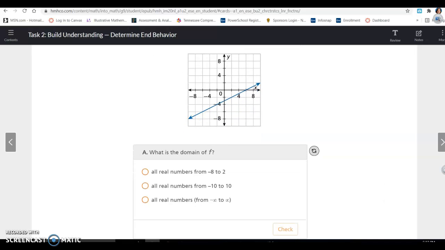It says, what is the domain of f? The first thing we want to determine is the domain.